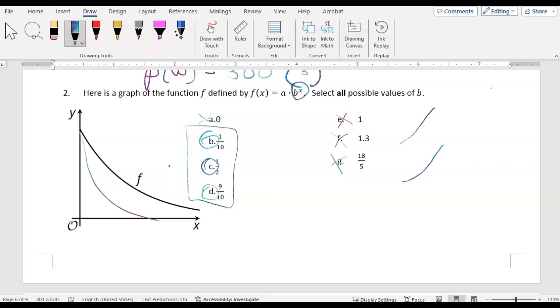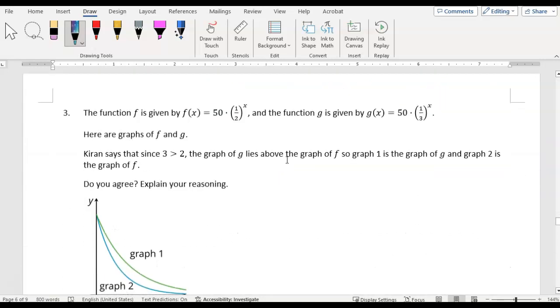I would imagine that C is the closest one. 1/10 would be that we are retaining very little, so that would be going down pretty quickly. 9/10 would be we're retaining quite a bit, right? And so it would be up above a little bit that. So these are all possible values, but C would be our most likely value.